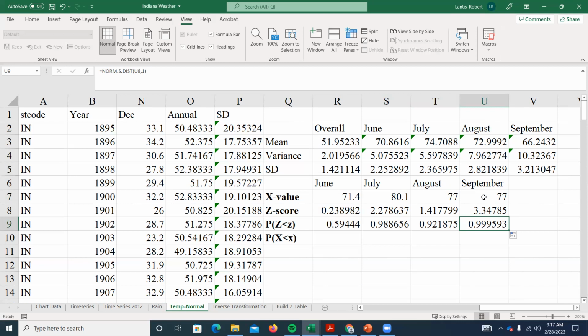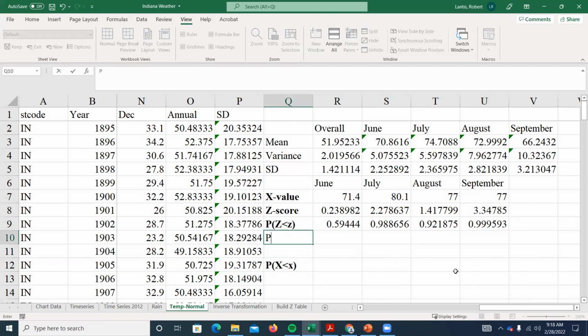If I got down to December, what's the probability that the average temperature in December is 77 or below? That's got to be 100%. It's almost impossible for us to see an average temperature in December be greater than 77. Okay. So I'm going to move this down a couple.